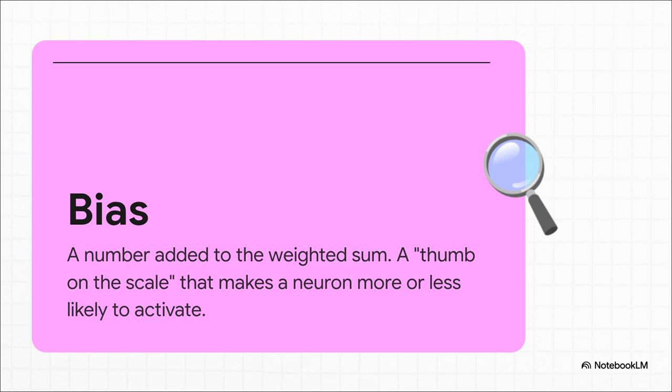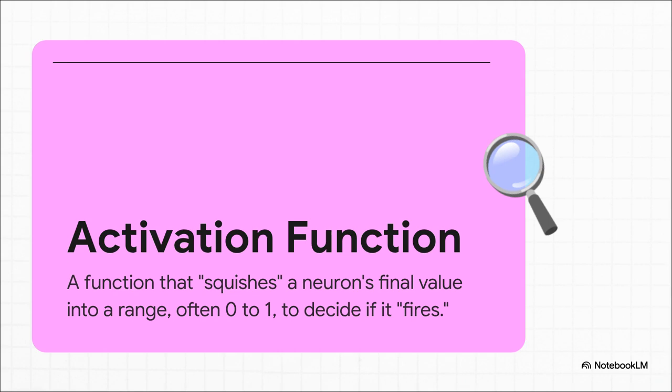A high positive bias makes the neuron really eager to fire, while a big negative bias means it's going to take a much, much stronger signal to get it to activate. So now the neuron has its total signal from the weighted inputs plus its bias. What does it do with that number? It runs it through one final step, the activation function.